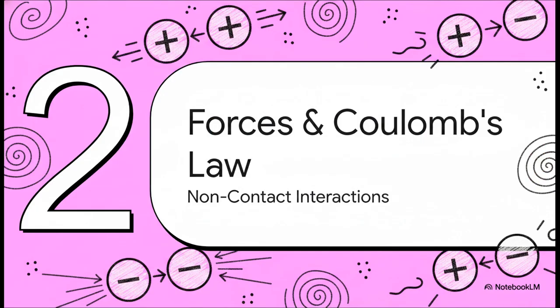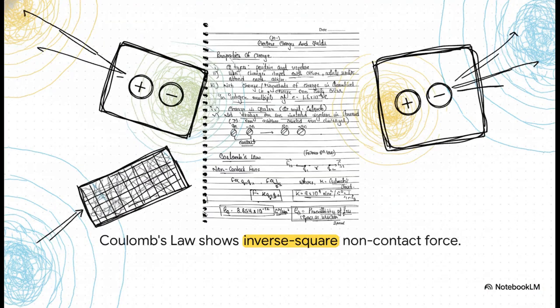Moving right along to section 2, forces and Coulomb's law. So the crucial point here is that Coulomb's law describes a non-contact force. It's action at a distance. The equation basically tells us the force is directly proportional to the product of our two charges and inversely proportional to the square of the distance between them. That's the classic inverse square law at work.